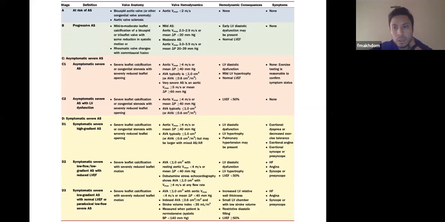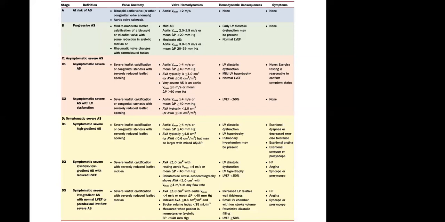Now let me ask you, Hussein, now you can tell us about low flow, low gradient, please. What do you know about it? How do you define it? If a patient presents with severe aortic stenosis in terms of reduced valve area, but his gradient is not reaching more than 40, and his ejection fraction is low.